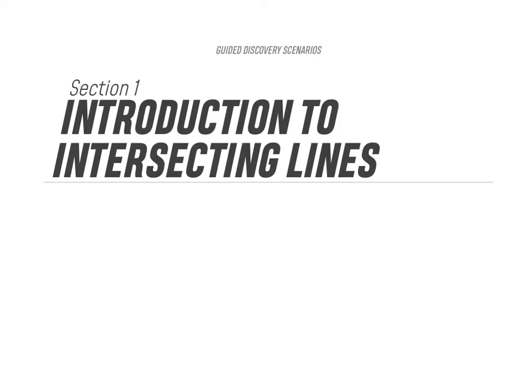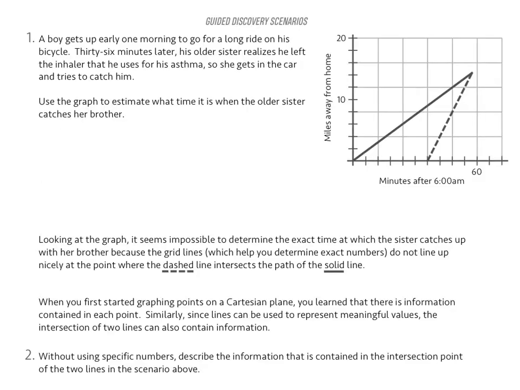Section 1. Introduction to Intersecting Lines. 1. A boy gets up early one morning to go for a long ride on his bicycle. 36 minutes later, his older sister realizes he left the inhaler that he uses for his asthma, so she gets in the car and tries to catch him. Use the graph to estimate what time it is when the older sister catches her brother.